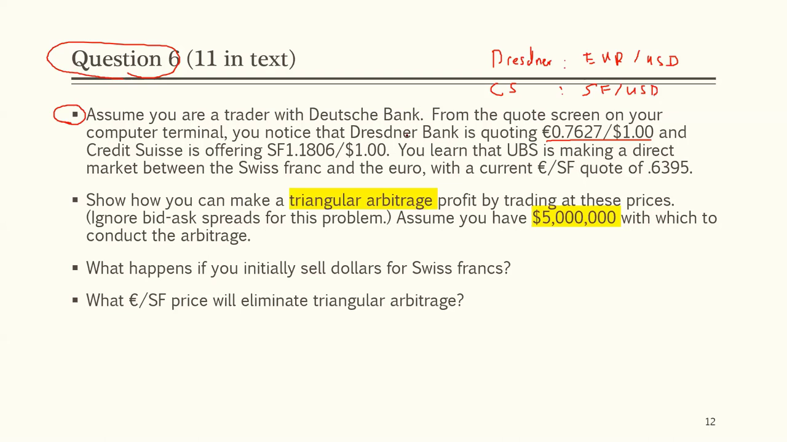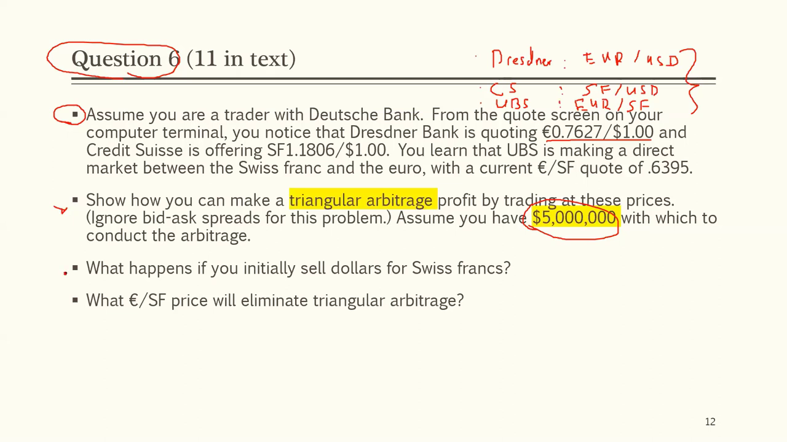What else do I have? I also have a third bank, which is UBS. They are trading the franc and the euro, so they're trading the euro and the Swiss franc. These are the three banks that I observe from my terminal. The question here is, given the rates that they quote for these exchange rates, is there any triangular arbitrage that I can take advantage of? And if I have 5 million USD to start with, how can I devise a strategy to earn an arbitrage profit, provided that there is one?